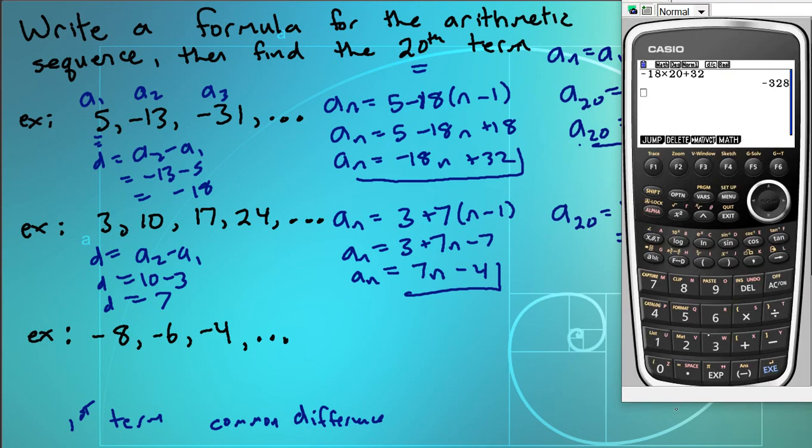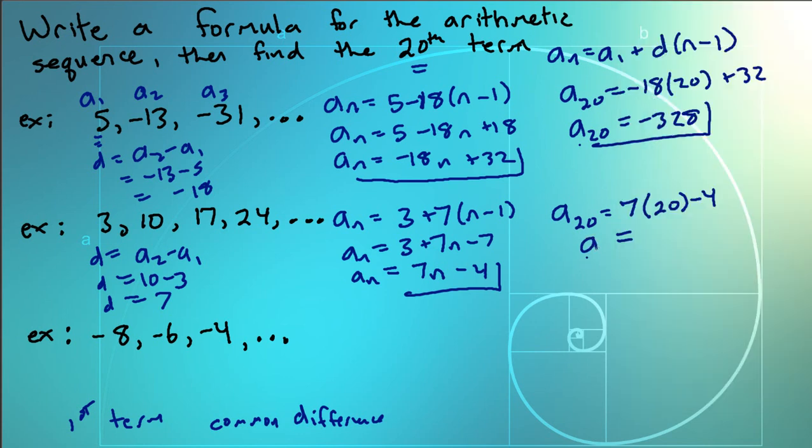So we'll just plug that in. 7 times 20 minus 4, and I get 136 as my 20th term. I might be asked for any term number, it doesn't matter. And just for convenience, I use the same one for all of them.